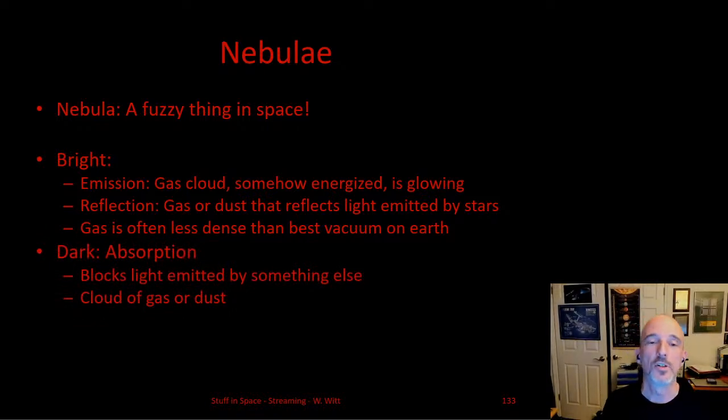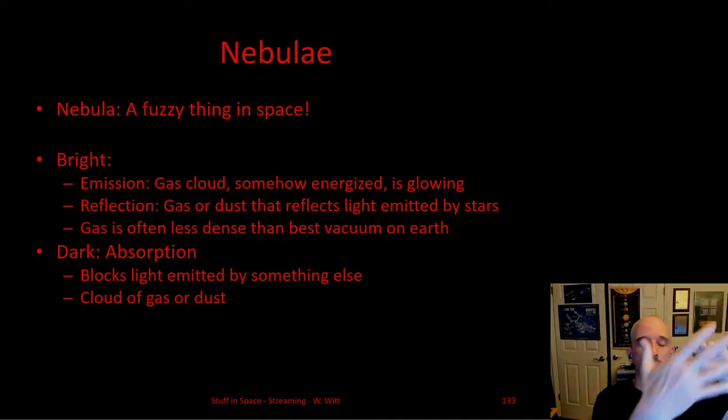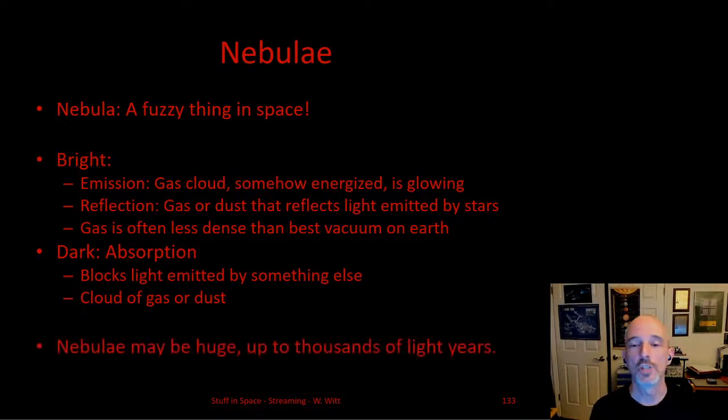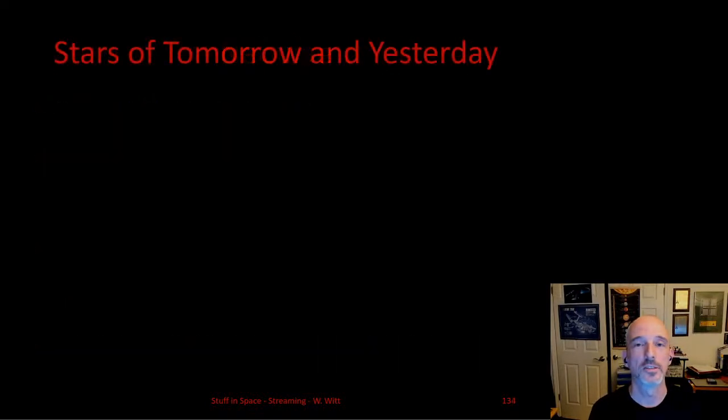Then you also have these things called absorption nebulae. So these are dark structures, and that would be something that blocks light. So maybe there's a light source here, and there is a cloud in between the light source and where we are, and so we see that nebula as a dark patch. And these things can be huge, up to thousands of light years across, right?